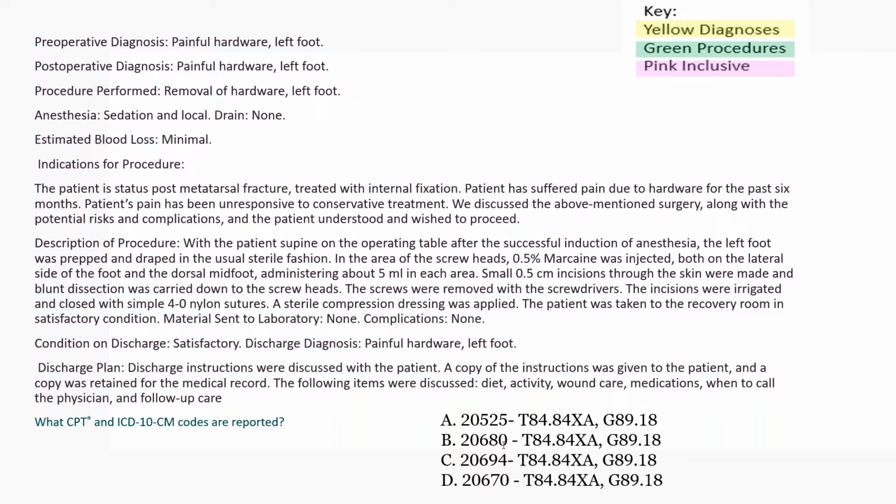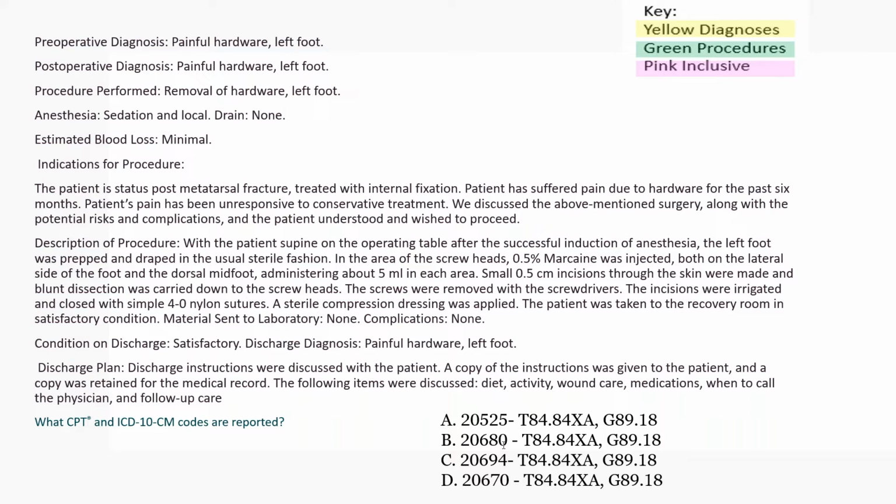With the patient supine on the operating table after the successful induction of anesthesia, the left foot was prepped and draped in the usual sterile fashion. In the area of the screw heads, 0.5% Marcaine was injected, both on the lateral side of the foot and the dorsal midfoot, administering about 5 milliliters in each area. Small 0.5 centimeter incisions through the skin were made, and blunt dissection was carried down to the screw heads.